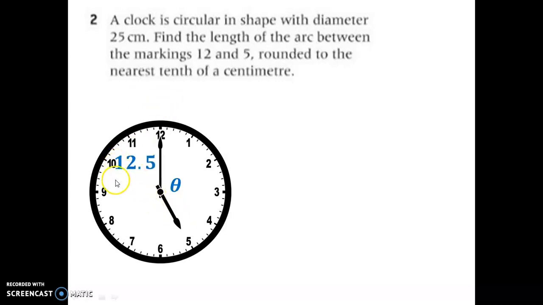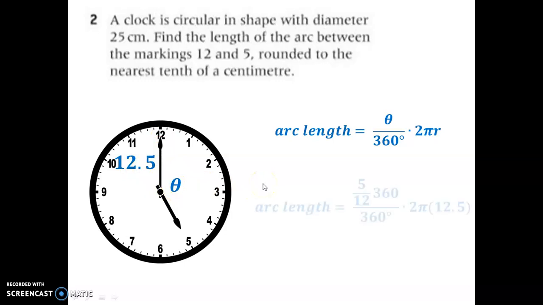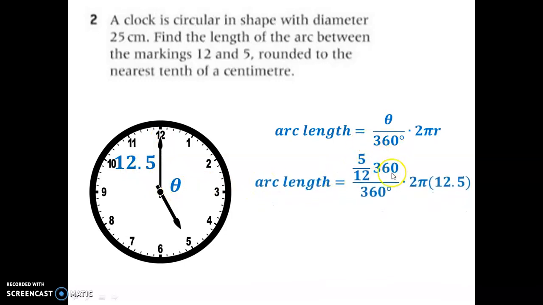12.5 here is the radius, because if the diameter is 25, so all the way across would be 25, half of that is 12.5, and that is our radius. Using our arc length formula, we need to know the angle, the central angle, and the radius. So we know the radius, we don't know this angle. To find the angle, we do this calculation here, 5/12 times 360.